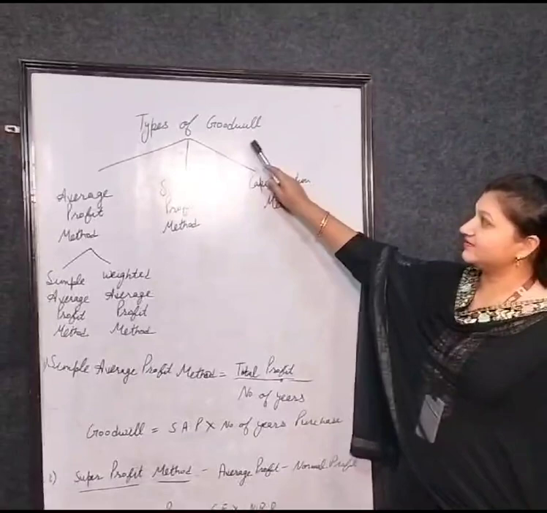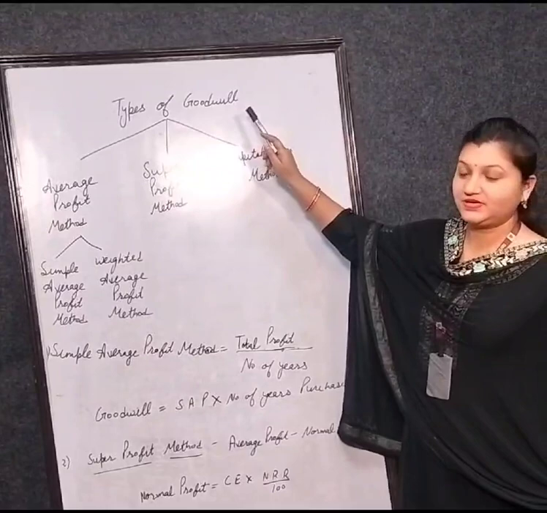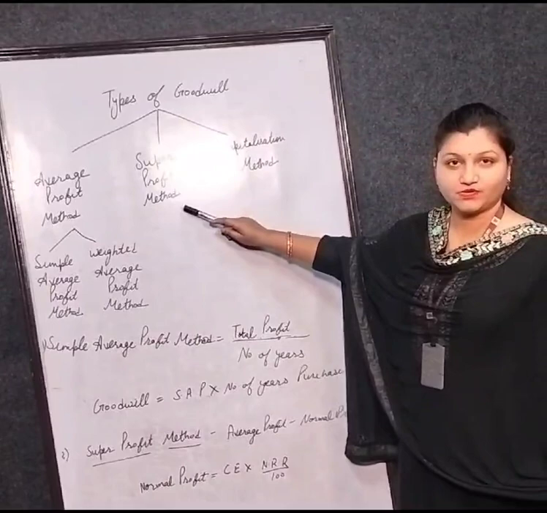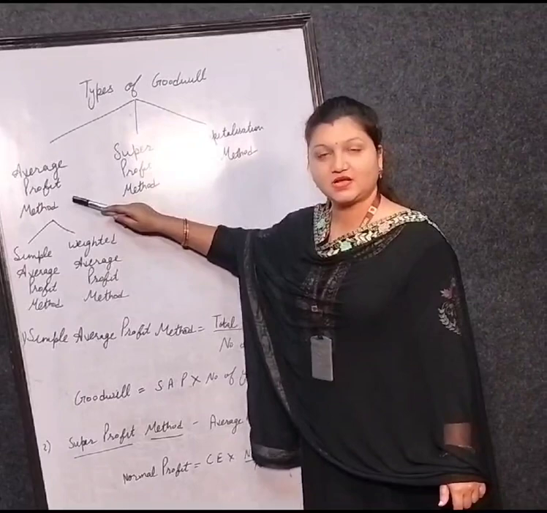Goodwill is the reputation of the firm, and I will explain types of goodwill. First type is average profit method. Second type is super profit method. Third type is capitalization method. Average profit method is of two types: simple average profit method and weighted average profit method.